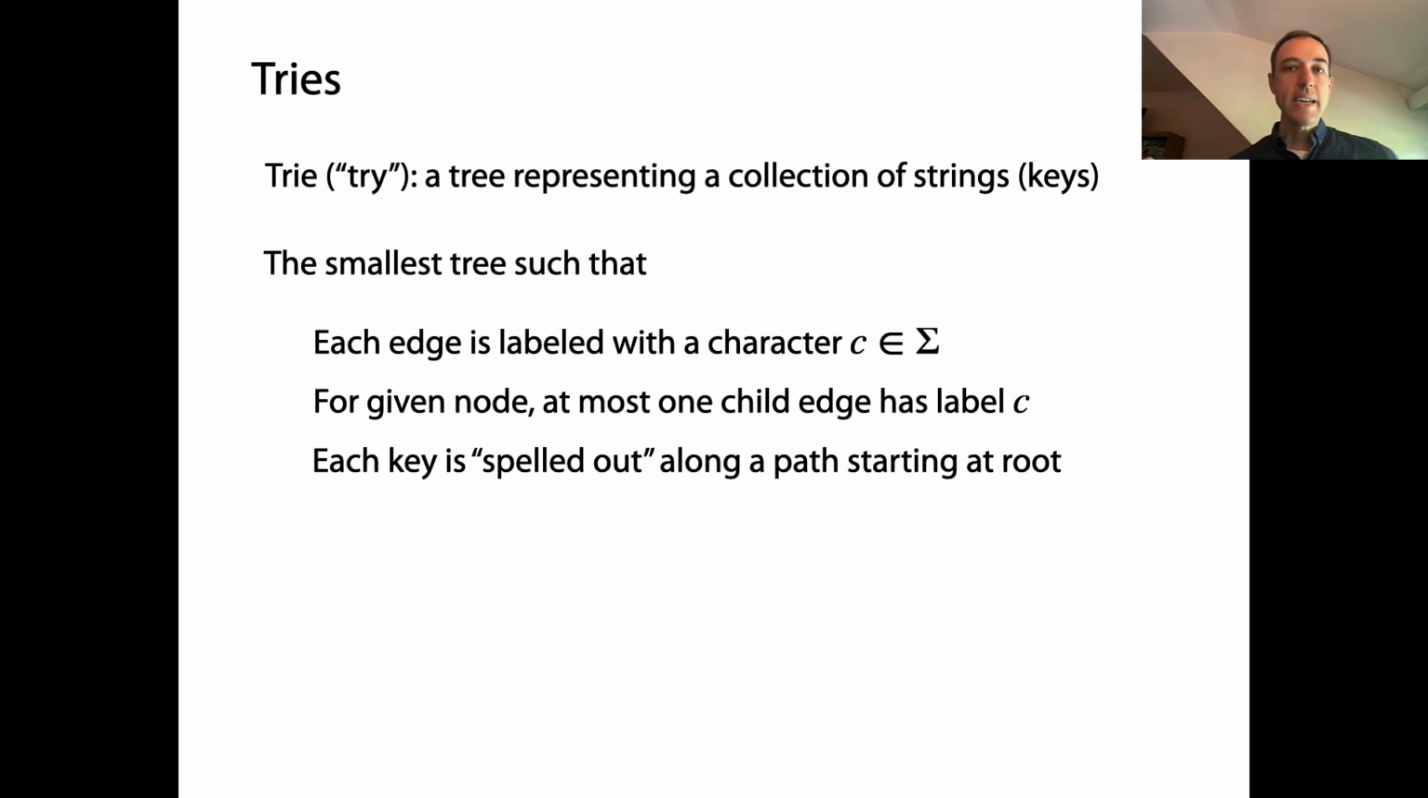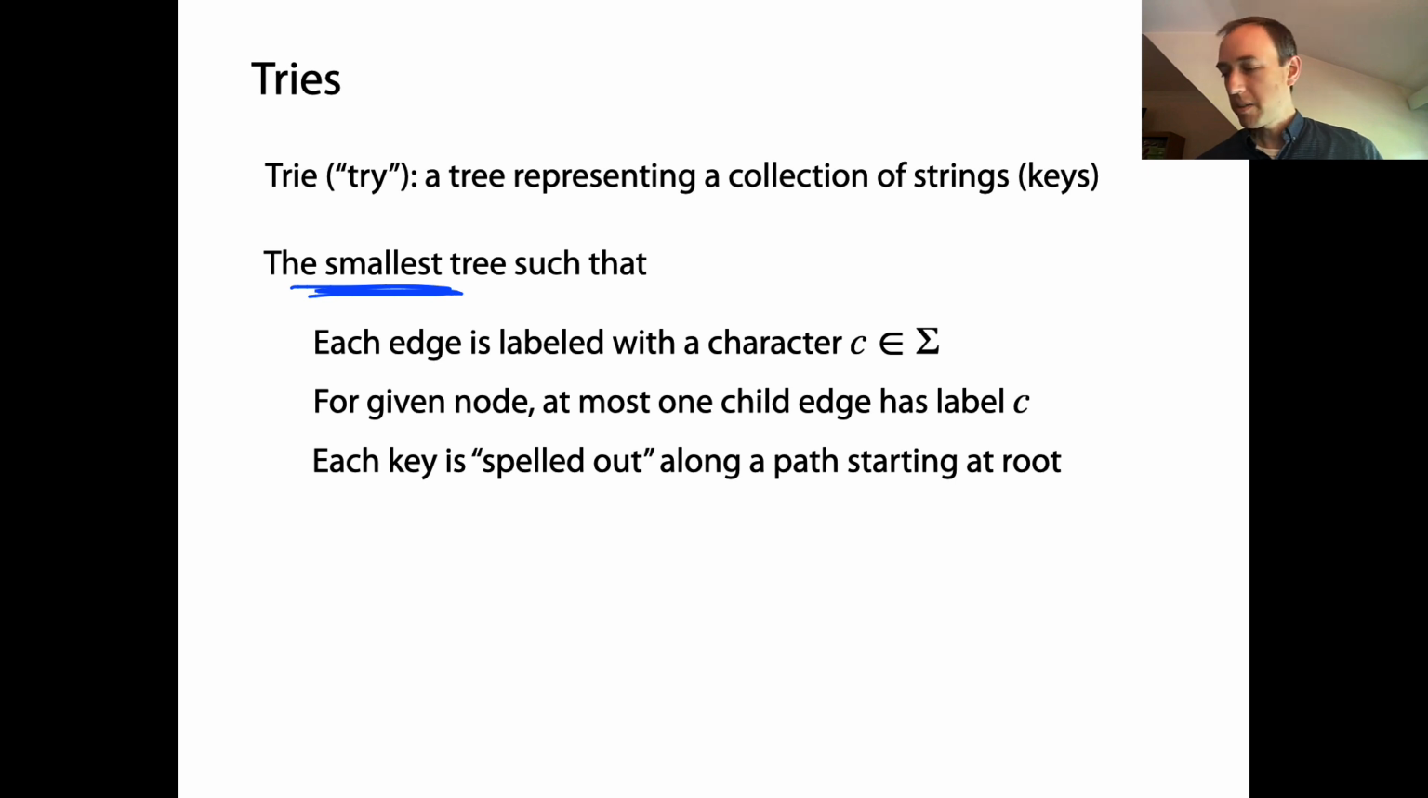And each key, our keys are all strings, so each of these strings in our set of keys is spelled out along some path starting at the root. That is to say, if you were to start at the root and walk down, following edges on the way down and reading off the characters labeling those edges, you'll be reading off one of the keys. Okay, so that's the long version. And it's important to emphasize we're talking about the smallest tree such that all these things are true.